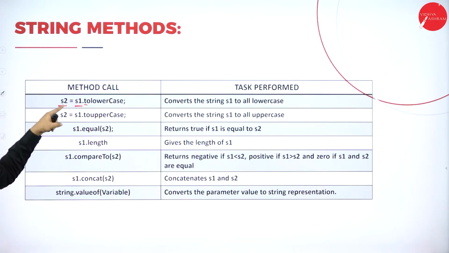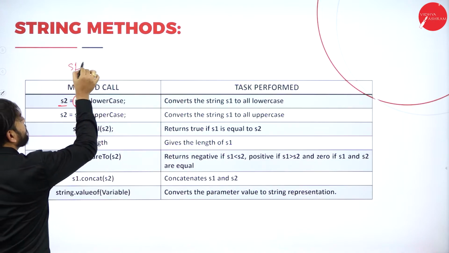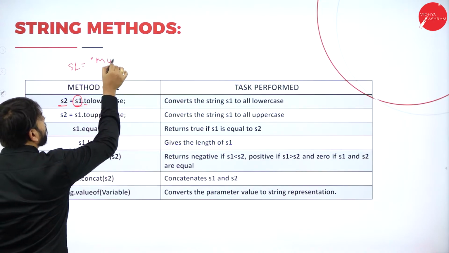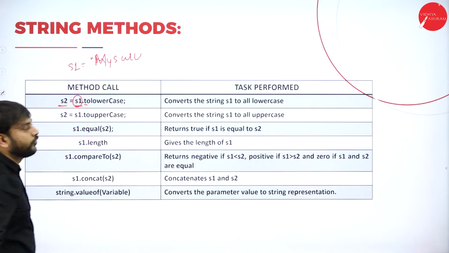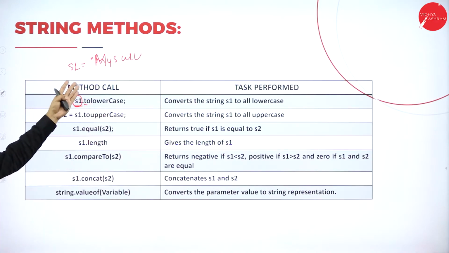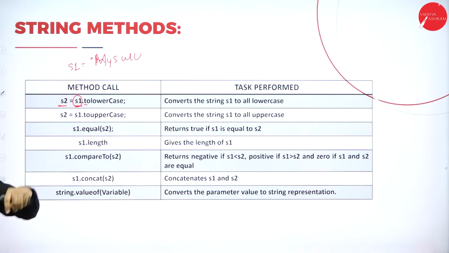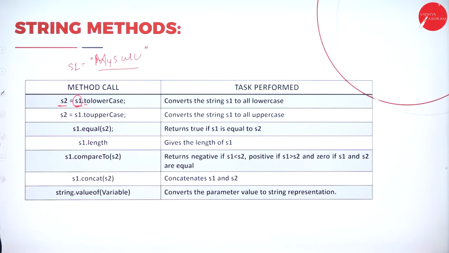What are you doing? You are converting this S1. Say for example, S1 is equal to Mysore. Imagine I have written it as a combination of uppercase as well as lowercase. But now I need to convert everything into lowercase. How do I do it? I have stored this in S1. I will convert this into lowercase and I will store it in S2. That's what you need to observe.